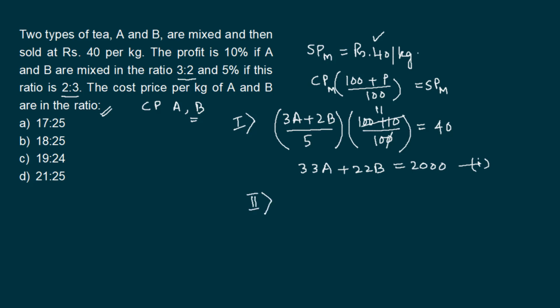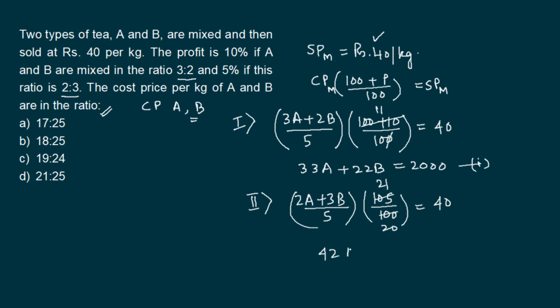Now the second set of information says if these two are mixed in the ratio 2:3, then it would be 2a plus 3b upon 5. We'll get a profit of 5%. 105 by 100 would be equal to 40. Correct? So 42a plus 63b equals 4000. That is equation 2. Now I need to find the ratio of the cost price.